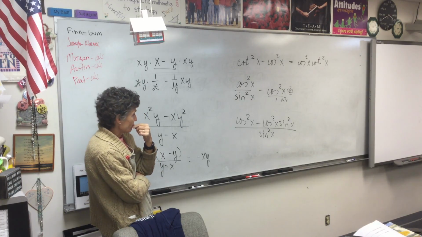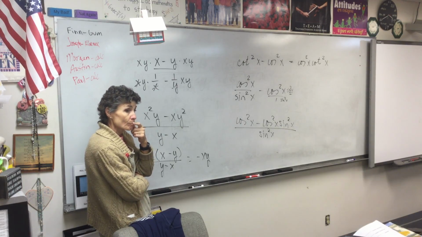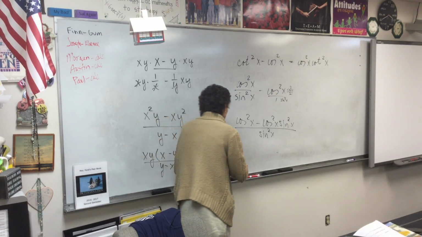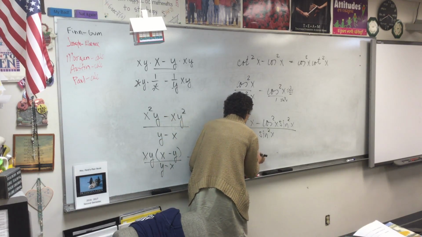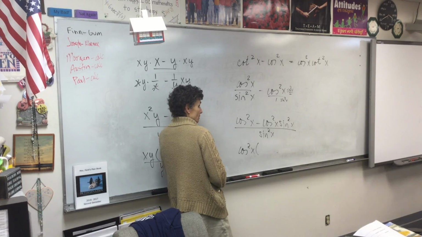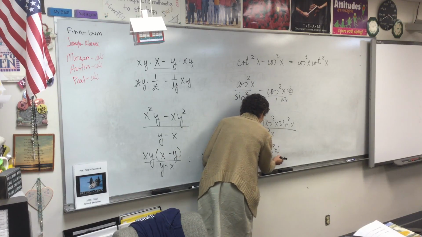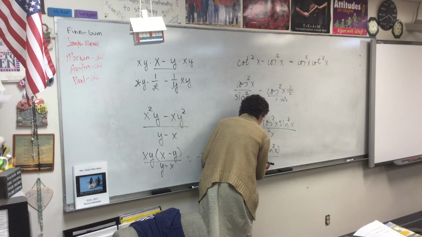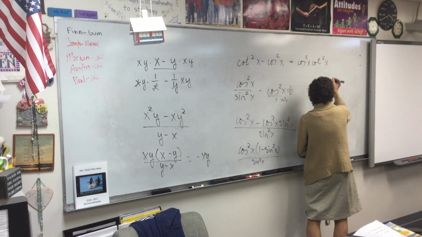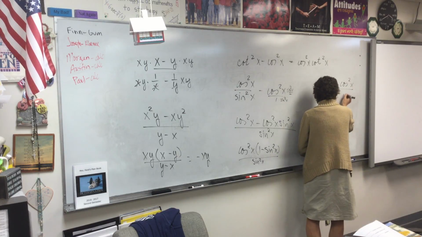Points for sitting there. Do you see anything you could do to keep this ball rolling? You could factor the numerator, pull out a cosine squared, and what would that leave me with if I pulled out a cosine squared? 1 minus sine squared. That's going to leave me with 1 minus sine squared, which is cosine squared. So now I've got cosine squared times cosine squared over sine squared.